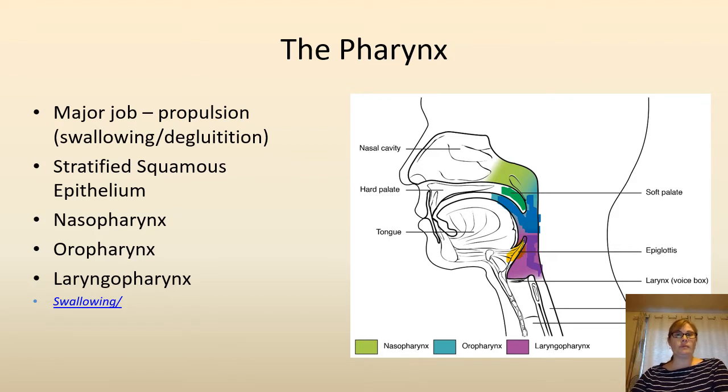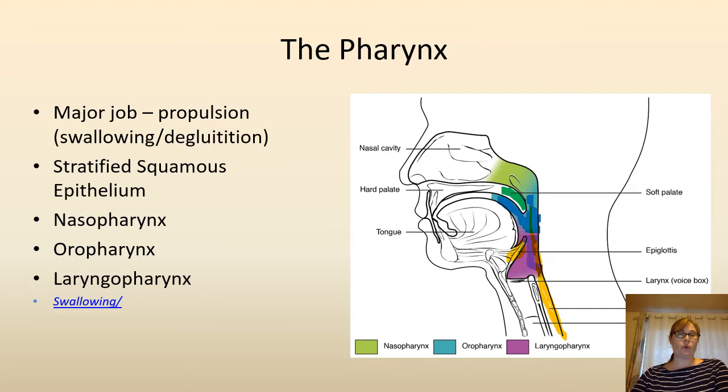So once the food moves through, it's going to enter into the back of the oral cavity here, which is the beginning of the pharynx, and that's the oropharynx. And this is also stratified squamous epithelium. If we're talking about air, the air would go down into the trachea, and that's ciliated epithelium. We're not going that way. We're staying along the back route, so we're staying with stratified squamous epithelium. So we're going to go down into the laryngopharynx and then down into the esophagus.